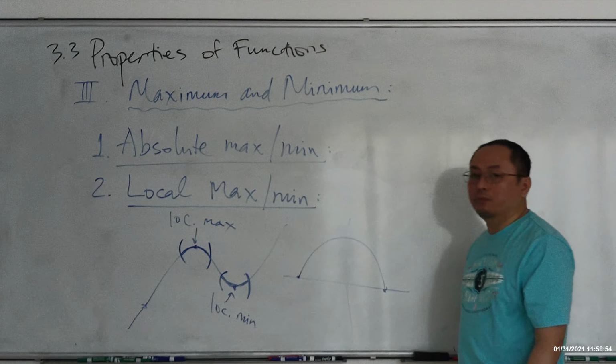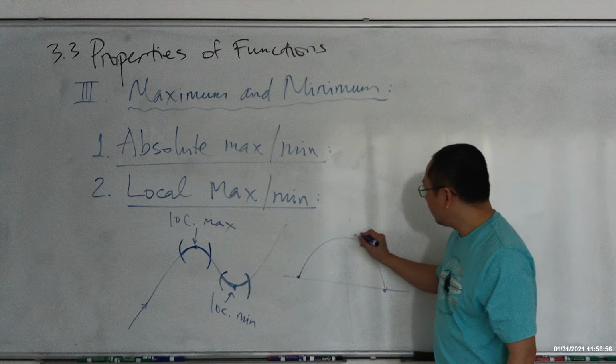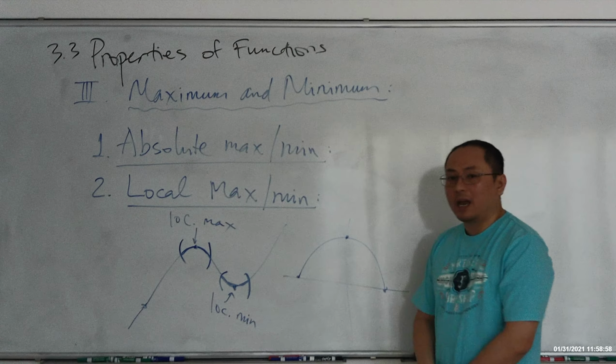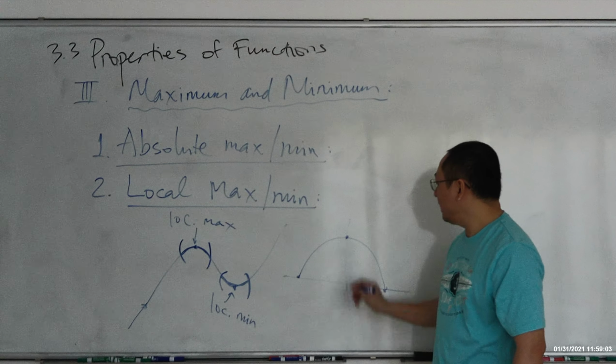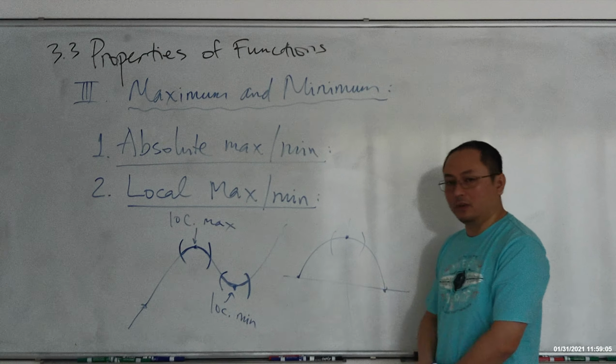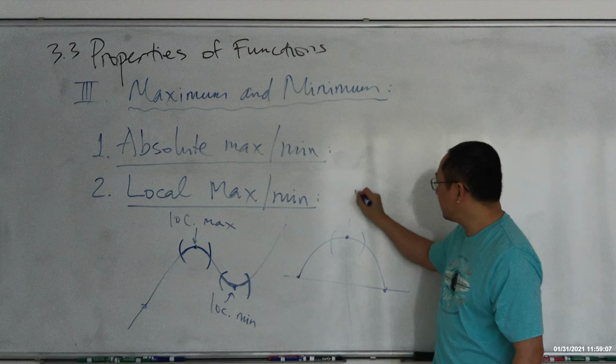This graph has both maximum and minimum. This point right here is a maximum. What kind of maximum is it? Is it the local maximum? Yes, because I can find an open interval such that this is the highest point, so this is the local max.